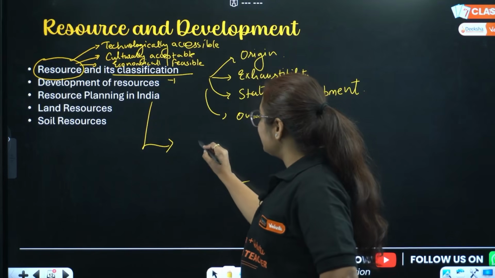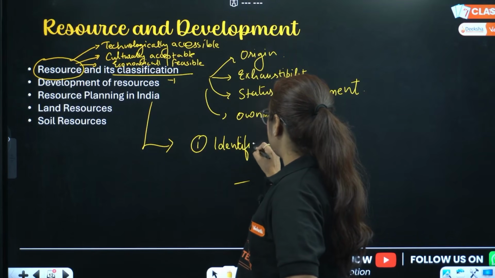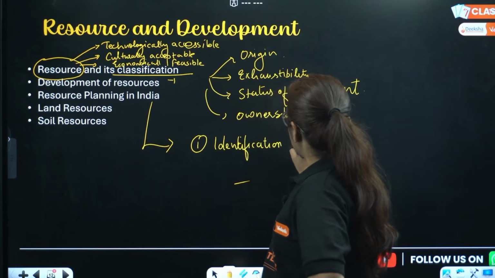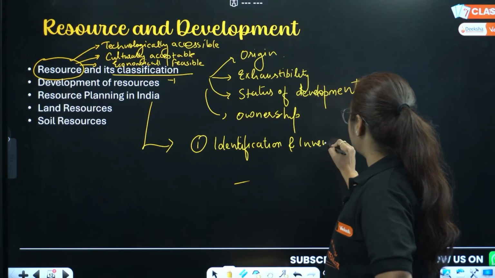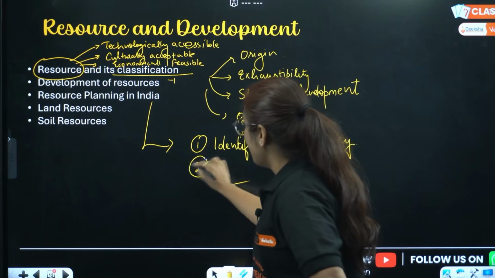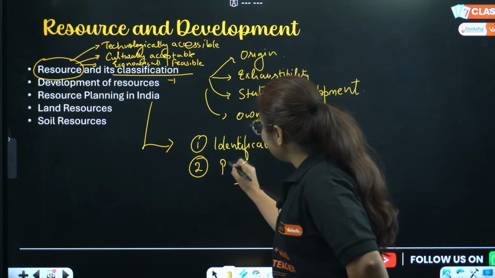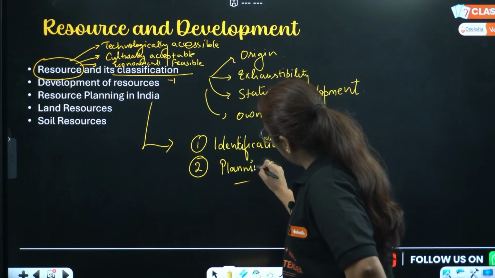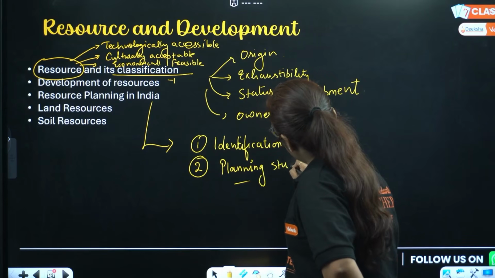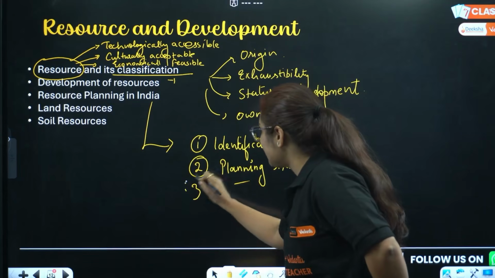Okay, what are the steps? First, identify the resources: identification and inventory of resources. What is the second one? When you identify resources, then you make a planning structure. This is what I am going to do. This is my planning. These are the institutions I will use. This will be the technology that I am going to use.